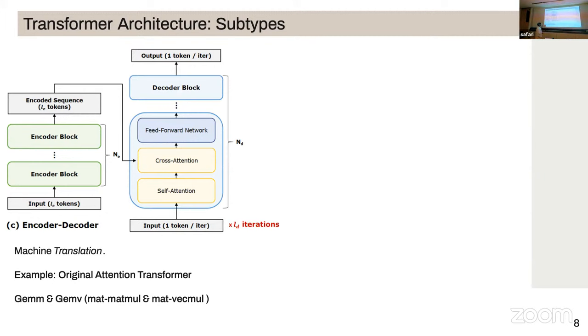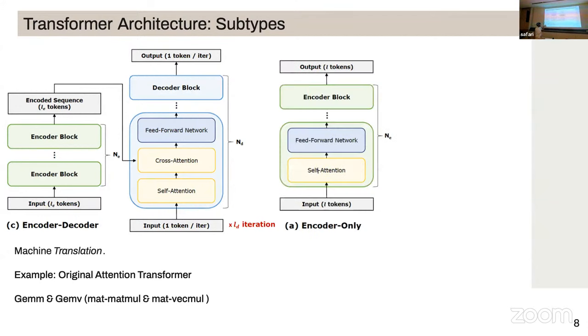And it involved both matrix multiplications, but also matrix vector multiplications. Now, later on, it was discovered that we can just use some of these transformer blocks and apply them to slightly different purposes. For instance, you could have an encoder-only model, which is very good for natural language understanding. A prototypical example of this is the BERT model by Google. And this one only does matrix-matrix multiplications as the main operation.